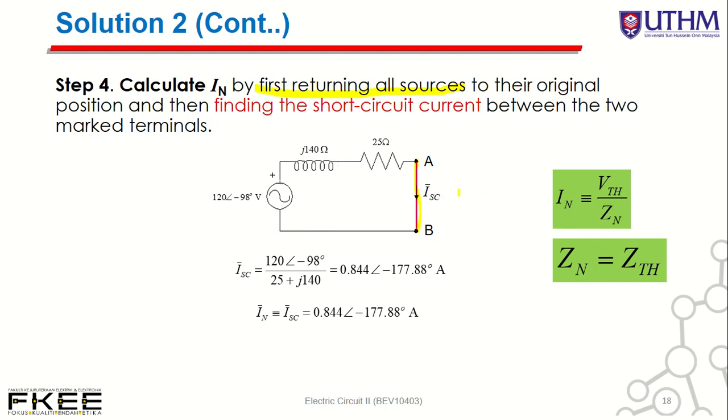So how to determine the current? You can solve by using KVL: voltage divided by total Z. Then you can get the current. So I short circuit equals I Norton. This I short circuit is basically equal to I Norton in the Norton equivalent circuit.